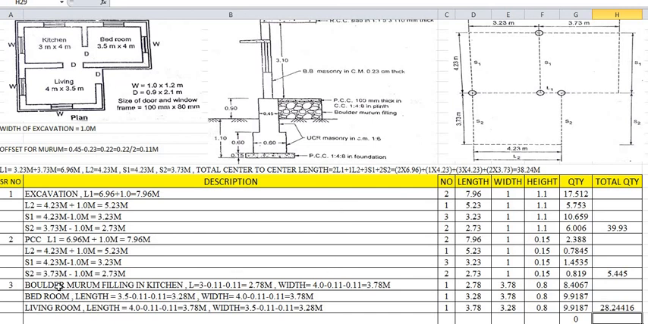So the important thing here is the boulder and murum filling calculations. Okay. In the last lectures we studied excavations and PCC, but here the important thing is boulder and murum filling by the concept of offset. So here we have considered the offset concept.